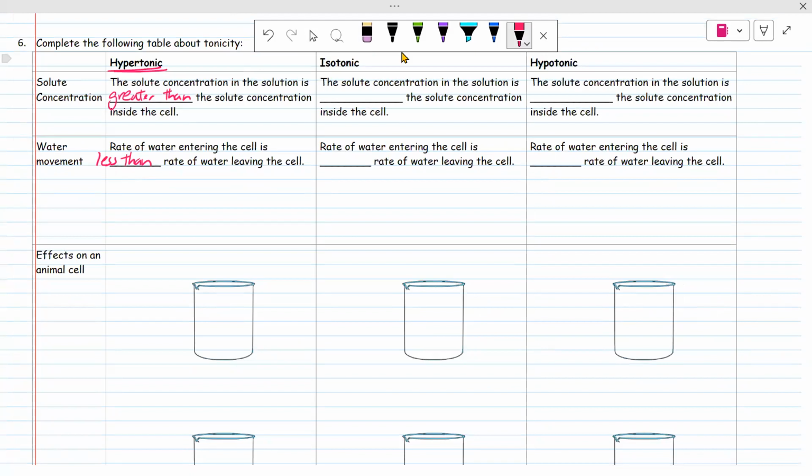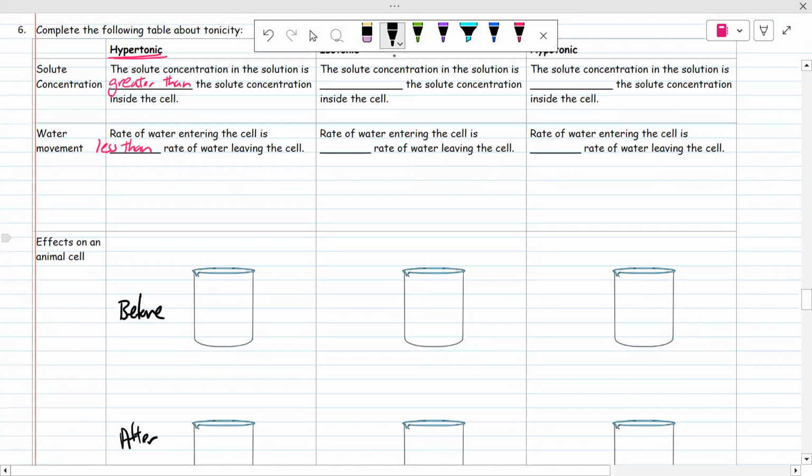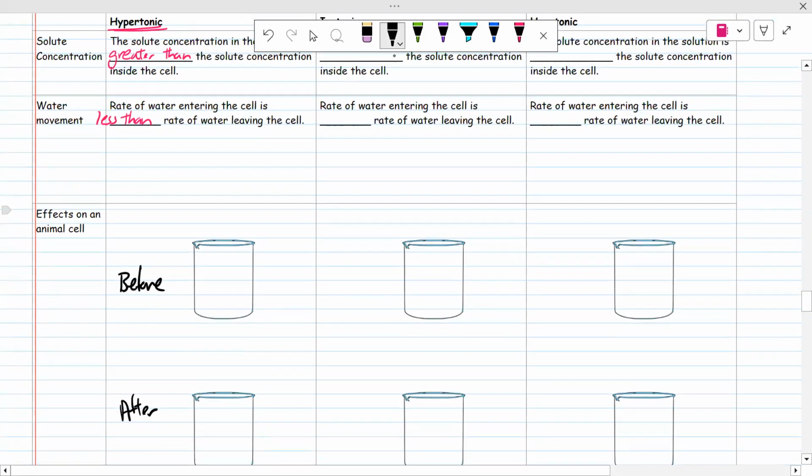So let's take a look at an animal cell. This is before. This is after. I know I only give you one beaker in the package, but that's okay. You can draw an extra one. So this is before. Does that make sense? You can add more dots to emphasize.